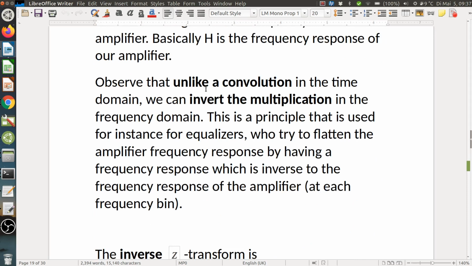Yeah, observe that unlike a convolution in the time domain, we can invert the multiplication in the frequency domain. This is a principle that is used, for instance, for equalizers, who try to flatten the amplifier frequency response by having a frequency response which is inverse to the frequency response of the amplifier at each frequency bin. So here, if we have the frequency response, basically we can try to invert this frequency response to get the same amplification for each frequency.